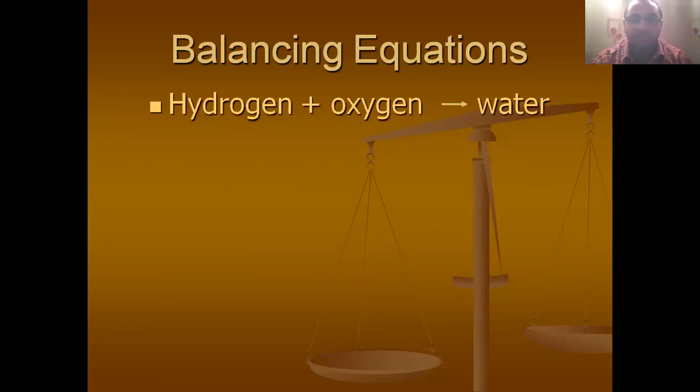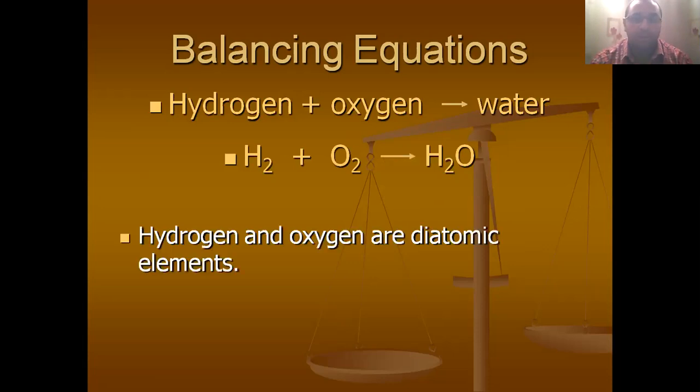Hydrogen and oxygen gives water. This is a word equation. If we convert it to a symbolic equation, it will be H2 plus O2 gives H2O. Hydrogen and oxygen are diatomic elements. This means that one molecule of oxygen consists of 2 atoms, while one molecule of hydrogen consists of 2 atoms. One molecule of water consists of 3 atoms, 2 hydrogen atoms and 1 oxygen atom.